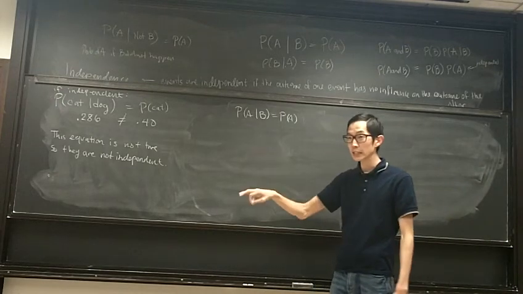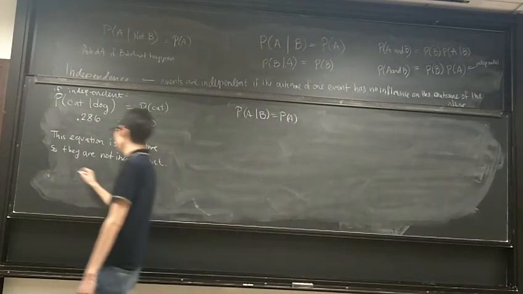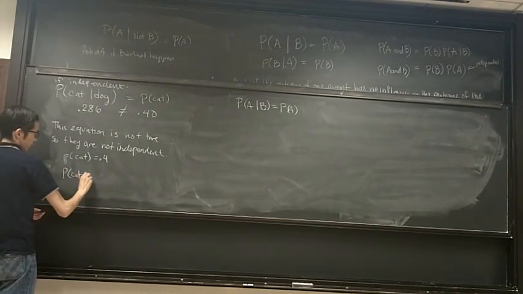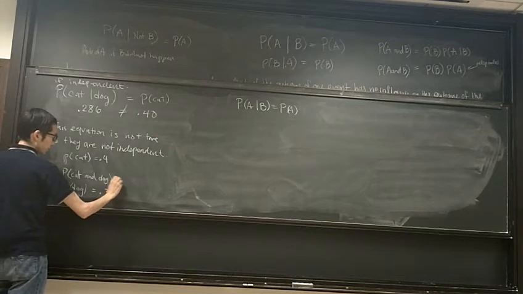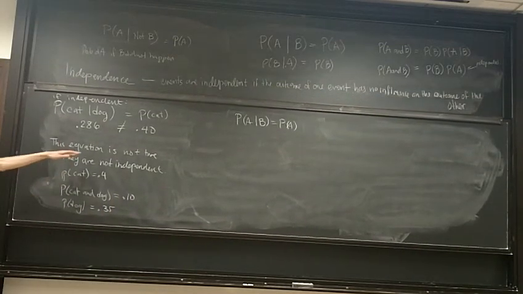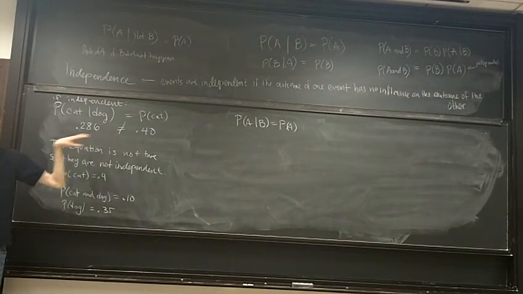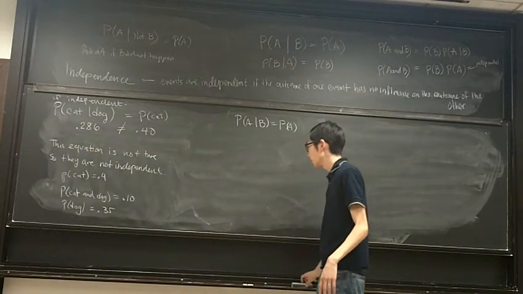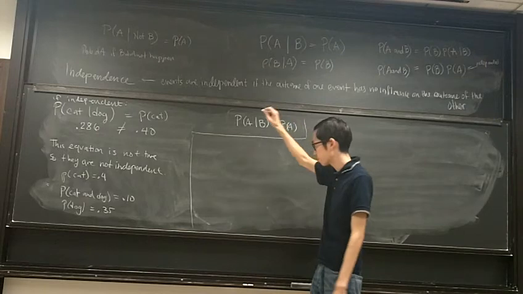If that percentage of dog owners owned a cat, then they would be independent. But the previous setup said the probability of cat was 0.4, the probability of dog was 0.35, and the probability of cat and dog was 0.10. So based on this setup, the probability of owning a cat if you own a dog is 0.286, and therefore it's not independent of owning a cat. My numbers probably aren't quite correct in terms of the real-life situation, but here we're saying that they're not independent.